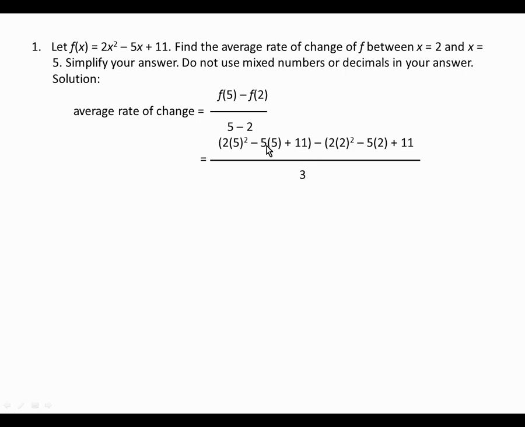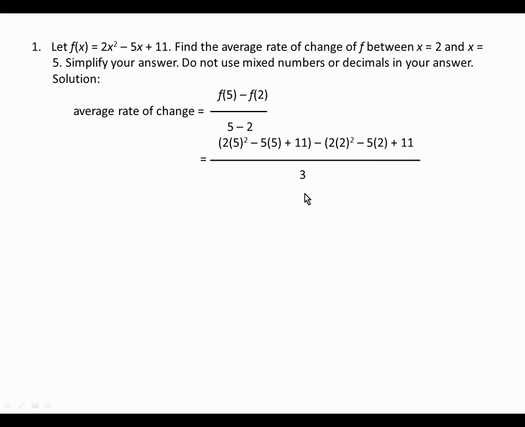This first set of parentheses, that's f of 5: 2 times 5 squared minus 5 times 5 plus 11. And this second set of parentheses, that's f of 2. I forgot to close my parentheses there, didn't I? So it's going to be 2 times 2 squared minus 5 times 2 plus 11. So we start doing some number crunching here.